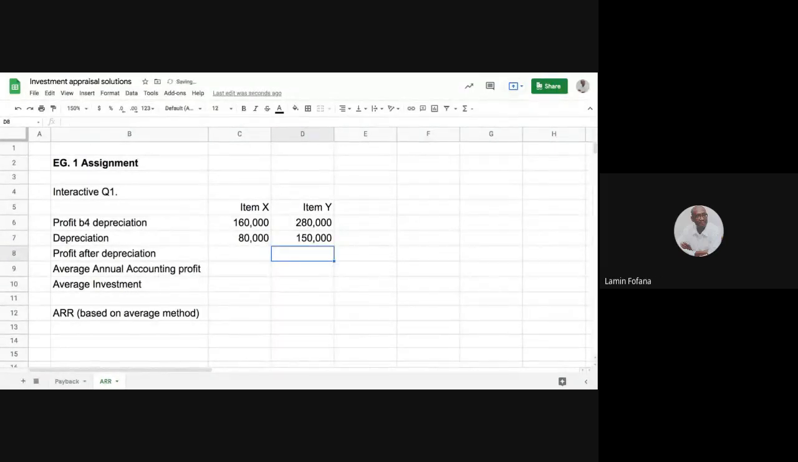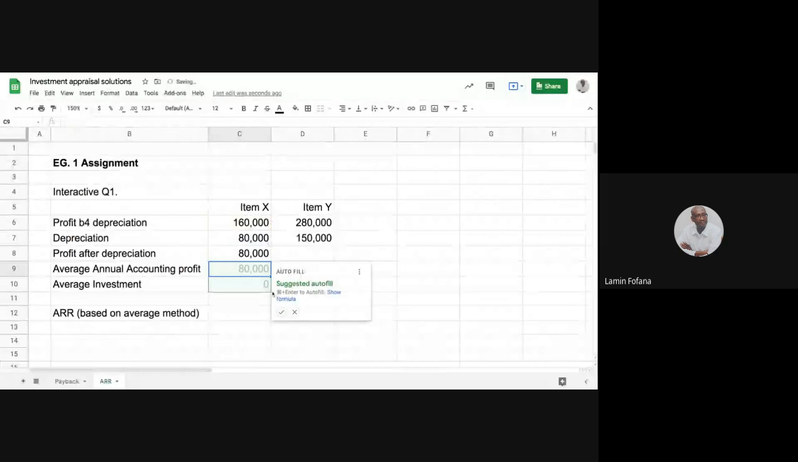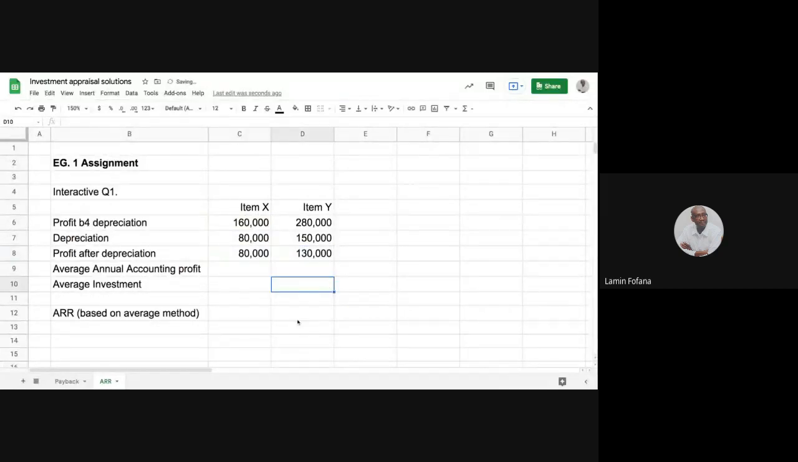Okay, these are very, very simple things. And now you will have total depreciation of 150,000. So now what is going to be the profit after depreciation? We deduct it, isn't it? So we have 160 minus 80. We enter and we replicate this way. So your profit after depreciation or the accountant's profit will be 80,000 and 130,000 respectively.